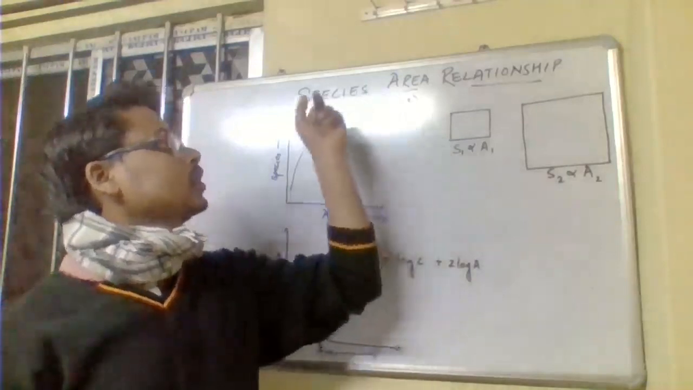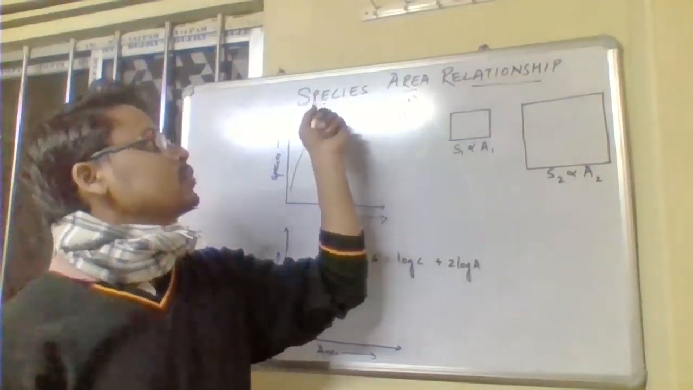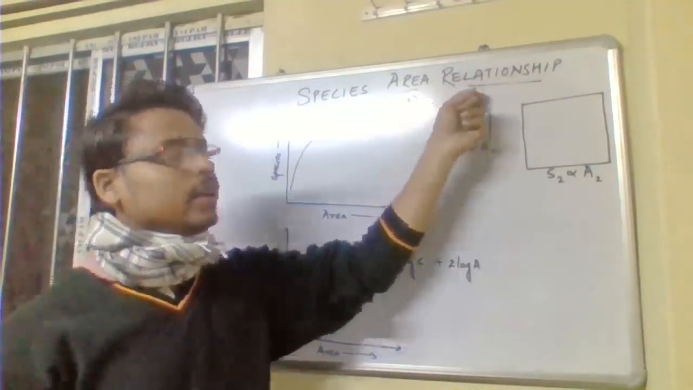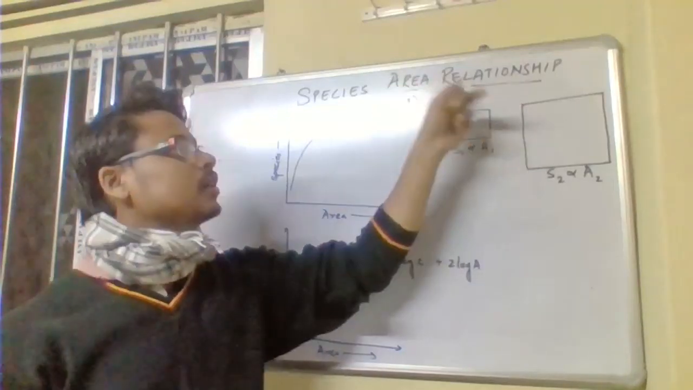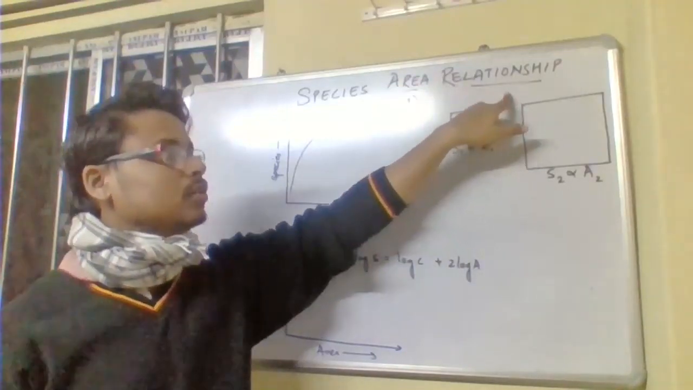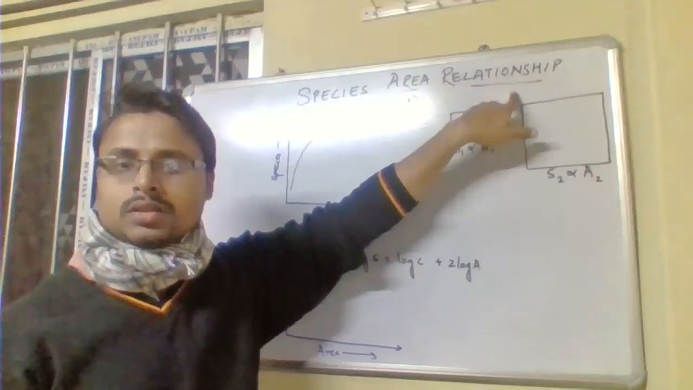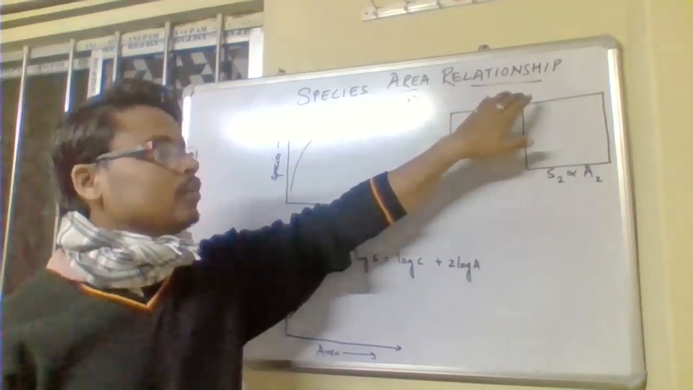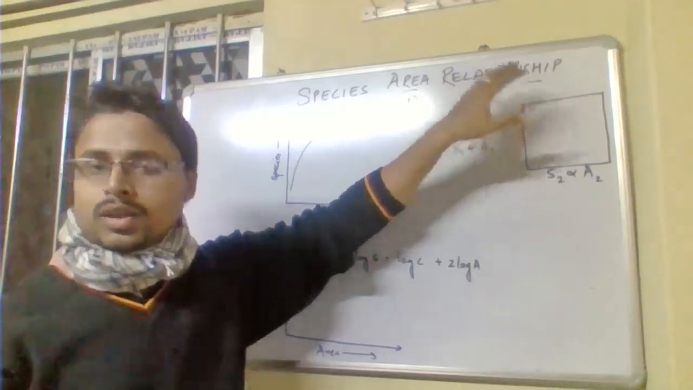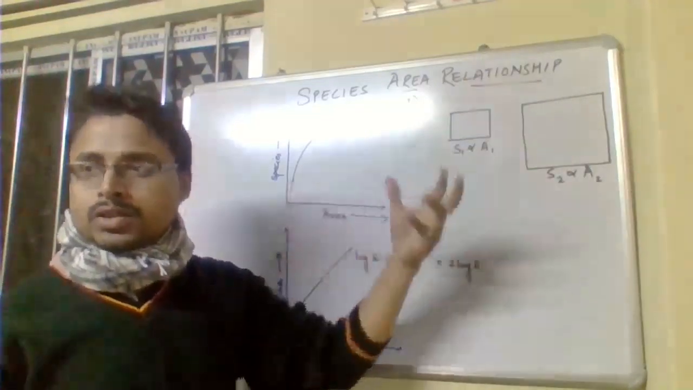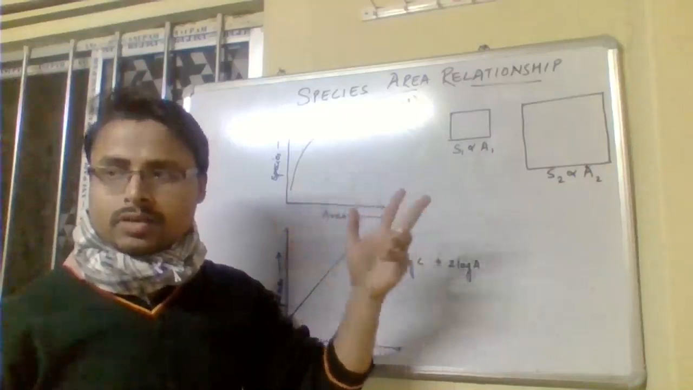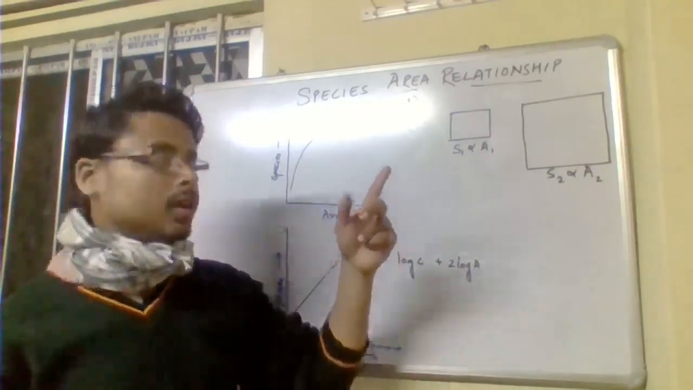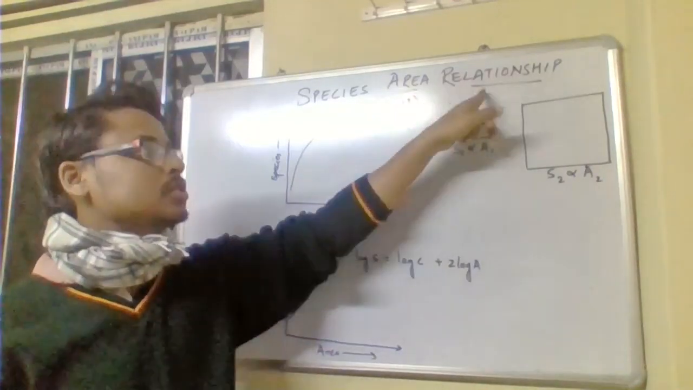Okay, hello everyone. Today we will discuss the species area relationship. Species area relationship is the topic given in the chapter on biodiversity, and this explains the biodiversity in different areas, different parts. So there are two ways to identify biodiversity: one is latitudinal gradient, and another one is species area relationship.